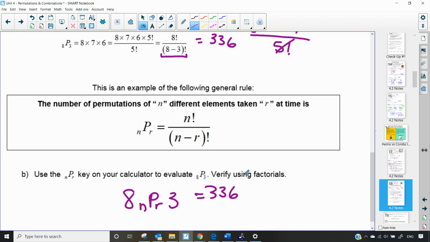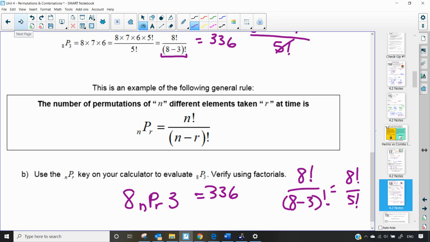And again, you could use the factorials to figure that out. If I were to plug this in, 8 is my n, so n factorial would be 8 factorial. My n minus r down here is 8 minus 3 in brackets, factorial, which becomes 8 factorial over 5 factorial. And we already had that above. That equals 336.